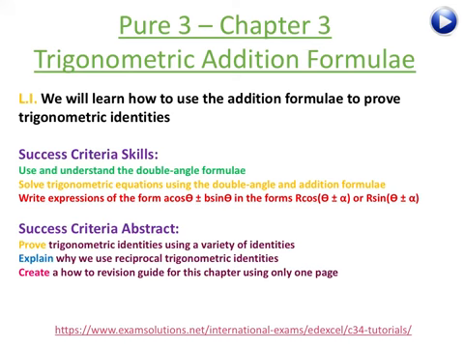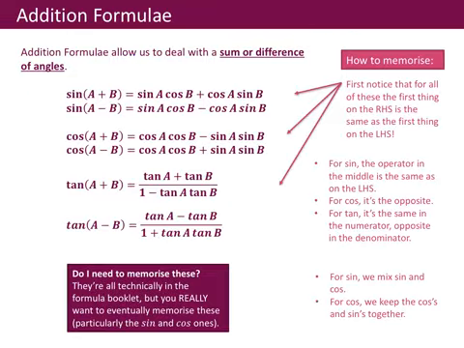Today we're going to be looking at the trig addition formula. We're going to be able to use the double angle formula and the trig addition formula, and write expressions in the form a cos theta plus or minus b sine theta in the form of r cos(theta plus alpha).